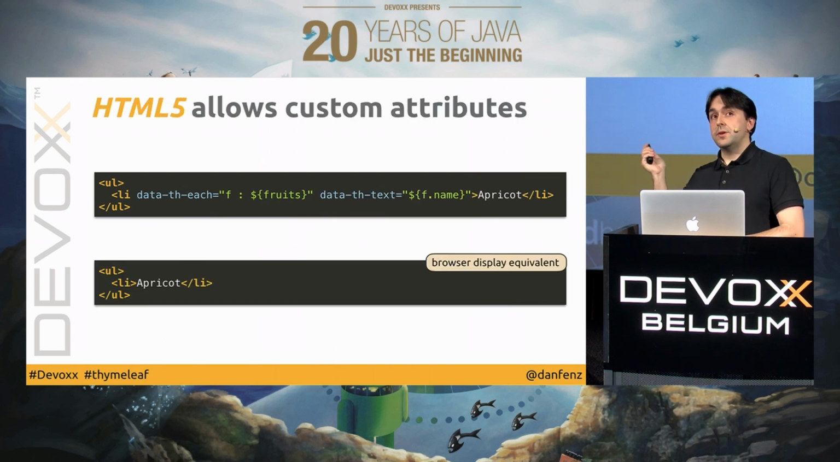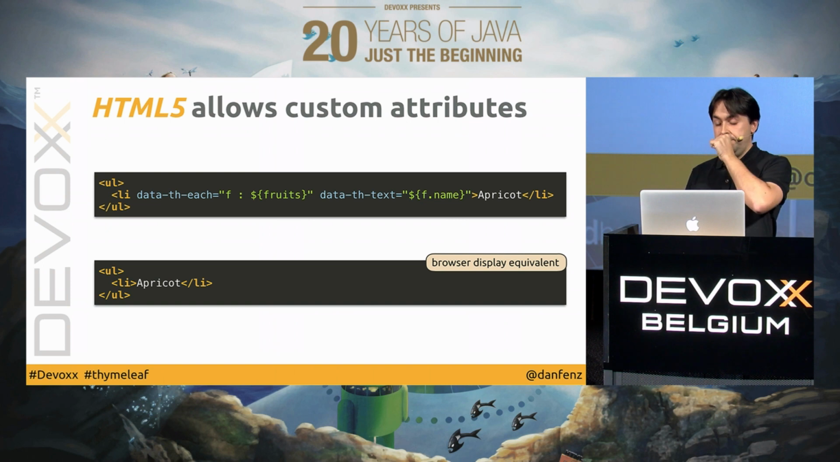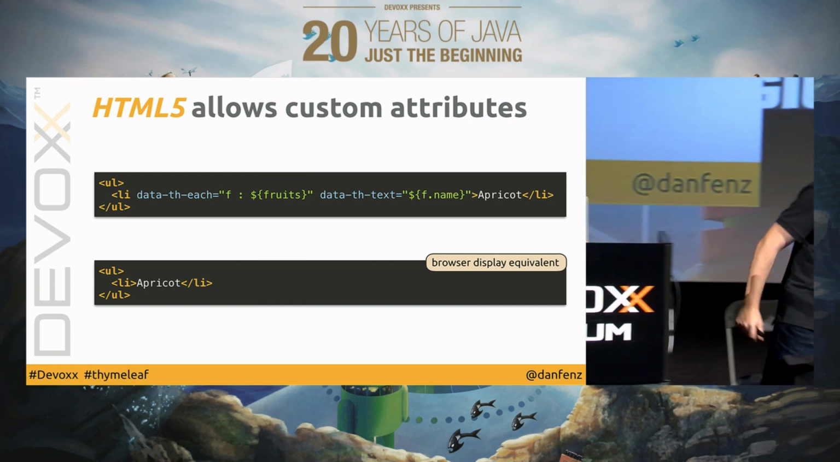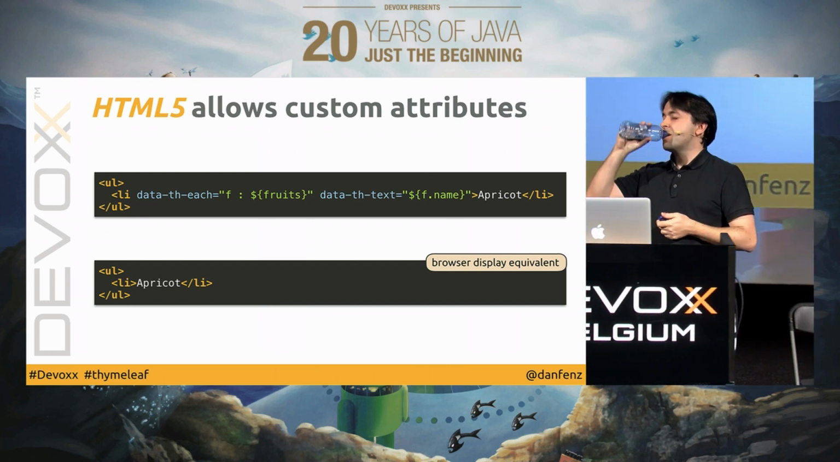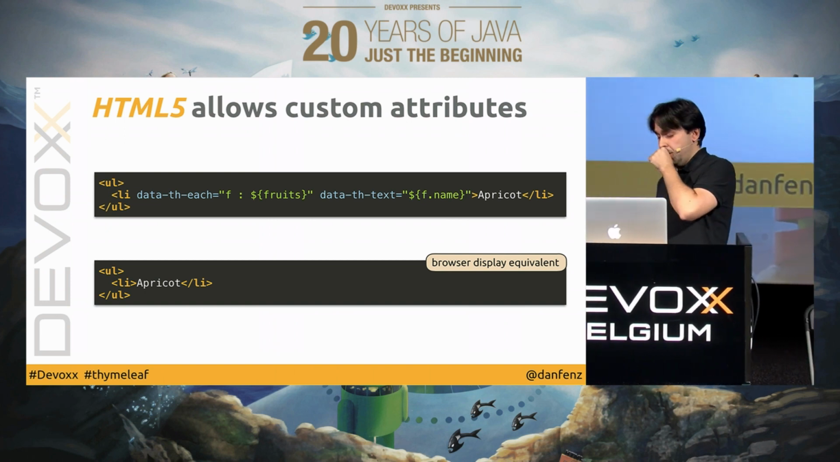Actually, in HTML5, there is a sort of standard way for doing this kind of thing. Of course, we cannot talk about non-standard attributes, because HTML5 allows us to create custom attributes as long as we prefix them with data hyphen. Those are perfectly valid HTML5 attributes, and Thymeleaf allows you to use both syntaxes, the HTML5 valid one and the namespaced one, the one we saw before. The result will be always the same.